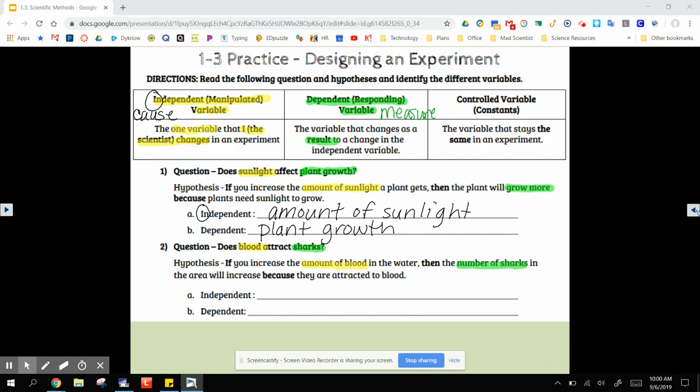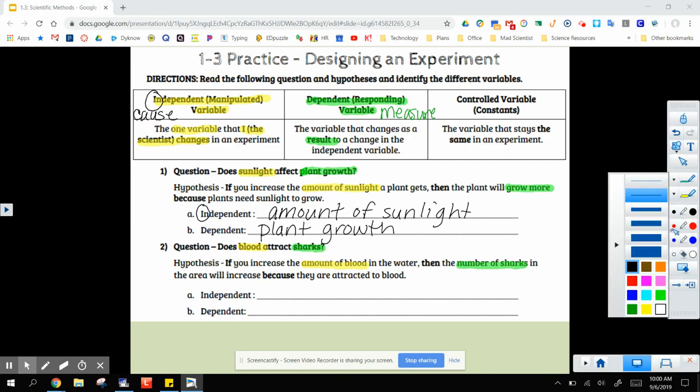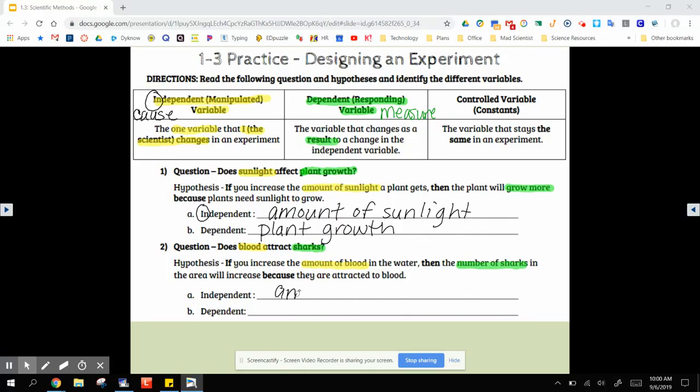So what I'm going to write down here then, again, is the independent variable is the amount of blood, and the dependent variable, what I will measure as a result, I will count and measure the number of sharks. Again, if we read it as I change the amount of blood, it changes the number of sharks. So I being the independent variable.